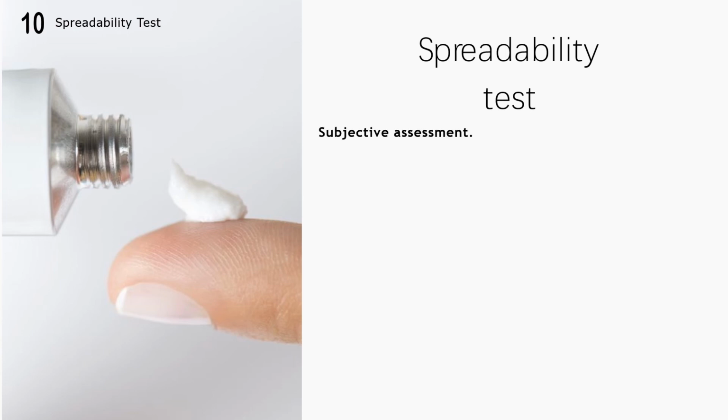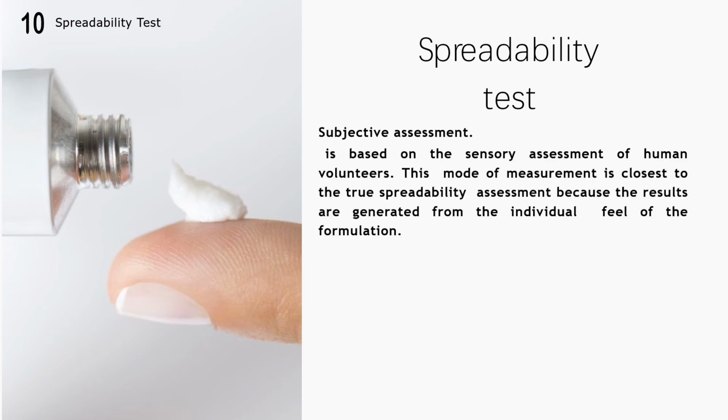Subjective assessment is based on the sensory assessment of a human volunteer. This mode of measurement is closest to the true spreadability assessment because the results are generated from the individual feel of the formulation. It is unpredictable and variable, and an element of bias always exists.